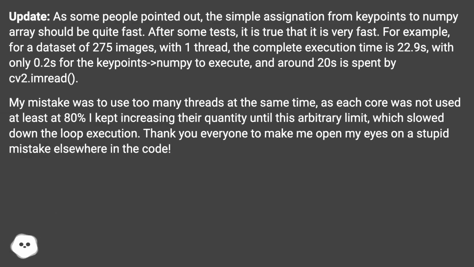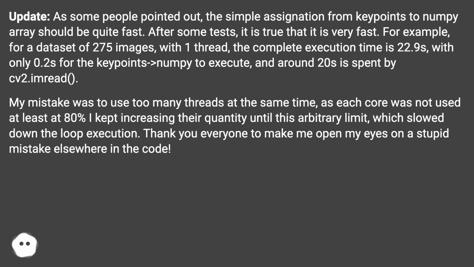Update. As some people pointed out, the simple assignment from key points to Numpy should be quite fast. After some tests, it is true that it is very fast. For example, for a dataset of 275 images, with one thread, the complete execution time is 22.9s, with only 0.2s for the key points to Numpy to execute, and around 20s is spent by cv2.imread.